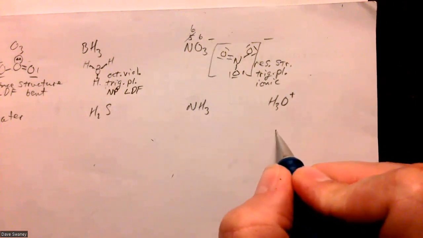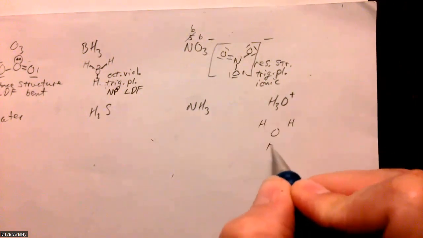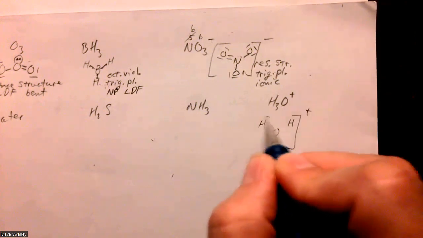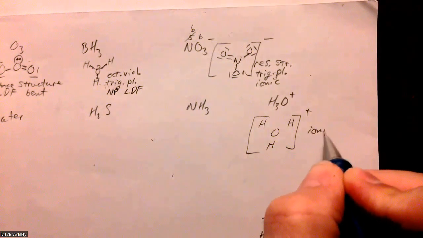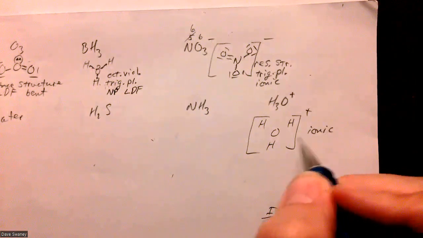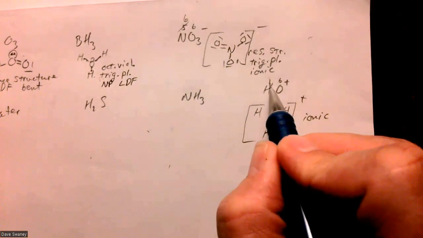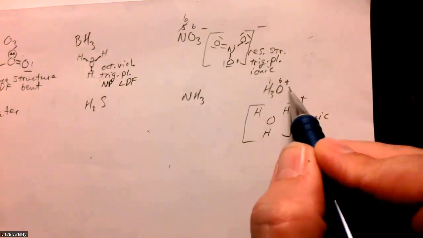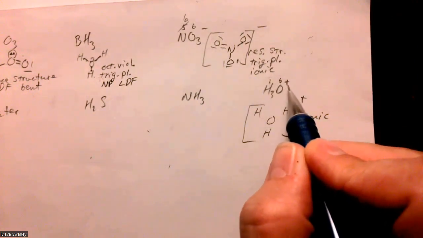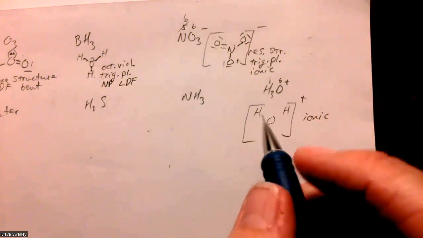H3O plus is OH3 plus. Don't forget that. It's a plus, so it's obviously going to be ionic. We have 6 valence and 1 times 3, so that's a total of 9, but we are missing 1 because it is positive. So really we have 8.